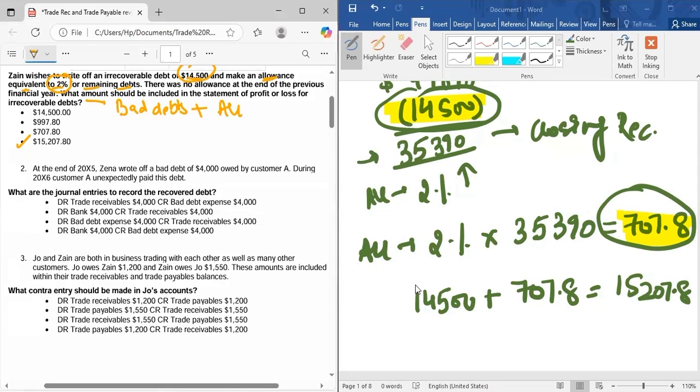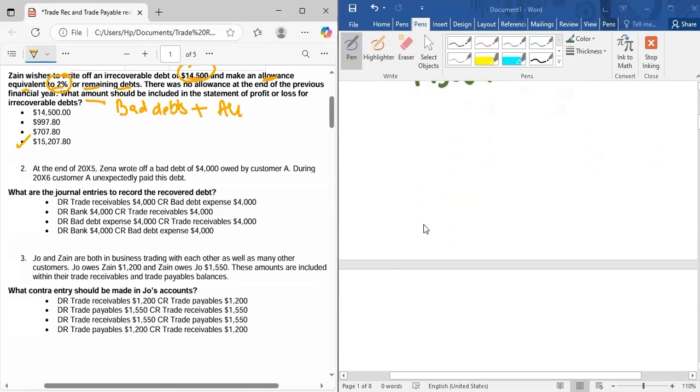Now let's move on to question number 2. At the end of 20x5, Zena wrote off a bad debt of $4,000 owed by a customer. Okay, so there was some customer, and that customer had to pay Zena $4,000. But that customer did not pay this amount to Zena. So Zena wrote it off as a bad debt, which means that she removed it from her trade receivables. She said that I'm not gonna receive this amount anymore. Okay, so she removed this.